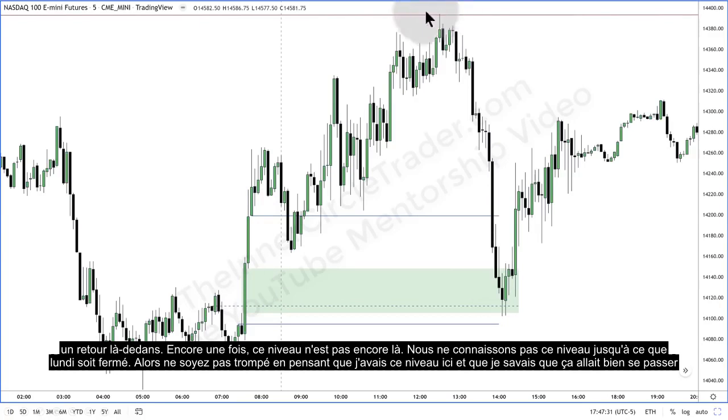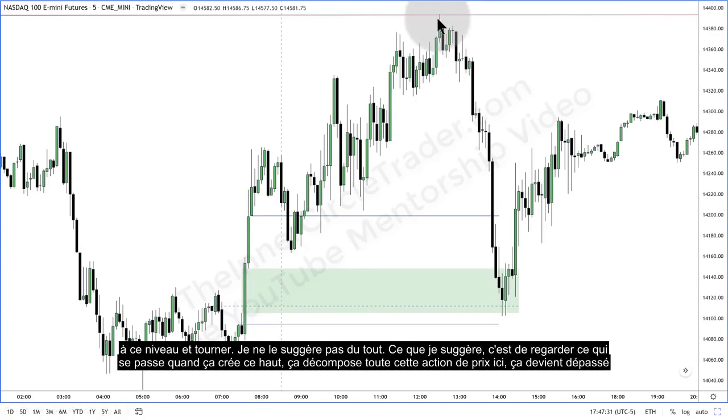Now again, this level is not there yet. We don't know this level until Monday's close. So don't be tricked thinking that I had this level here and I knew it was going to go right to that level and turn. I'm not suggesting that at all. What I'm suggesting is watch what happens.